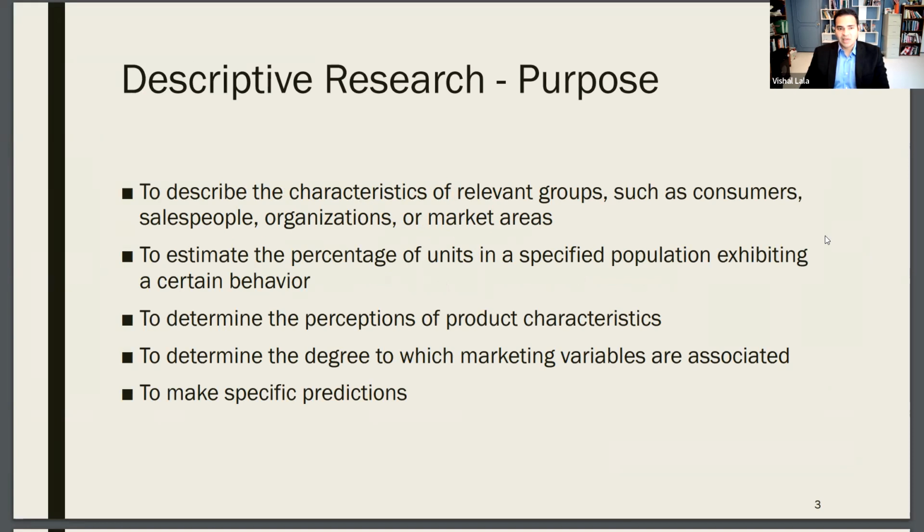Descriptive research is designed to describe the characteristics of interest. In our case, these include consumers or salespersons or folks working within a company like employees. The goal here is to measure things such as amount of a product a consumer or group consumes, or their attitudes. It may also be used to gauge perceptions of a product, or to figure out the degree to which various marketing variables are linked to each other, and finally to make specific predictions.